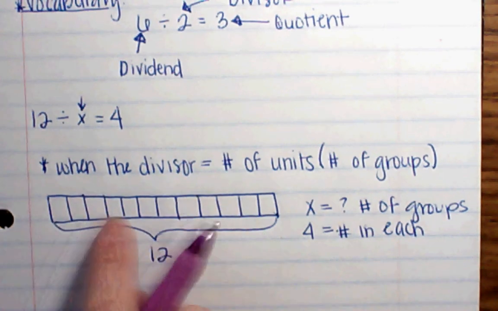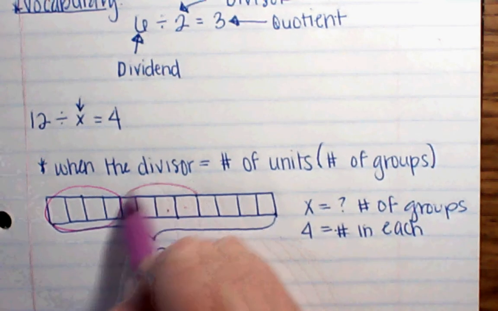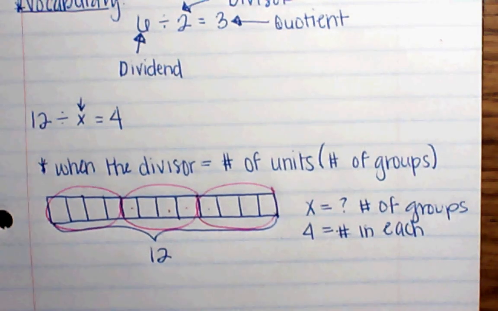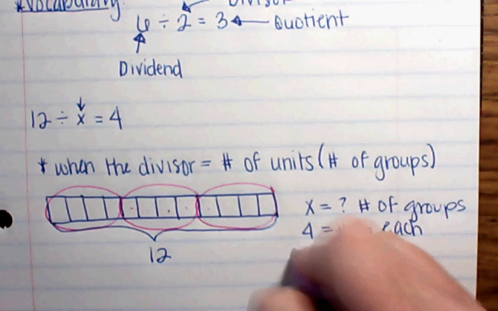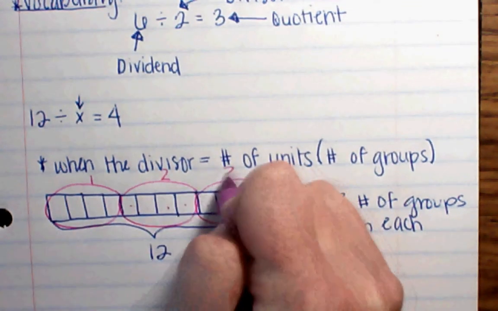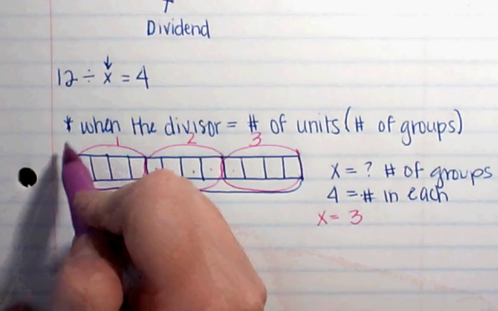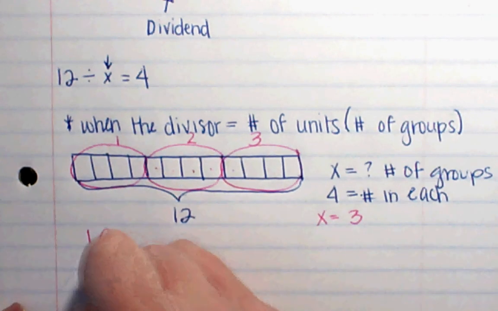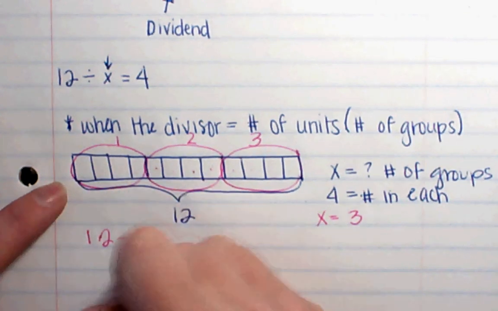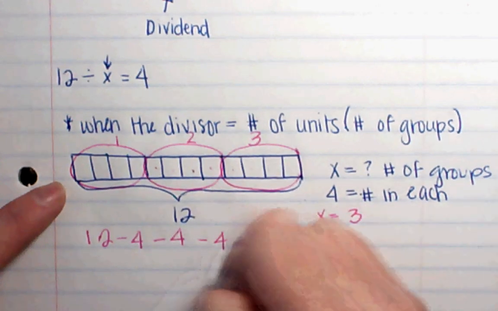1, 2, 3, 4. 1, 2, 3, 4. 1, 2, 3, 4. So X equals 3 because there's 1, 2, 3 groups. To show how that relates with subtraction, it would be 12 minus, and you write how many subtract in each group. 1, 2, 3, 4. Minus 4 again, minus 4 again, equals 0.